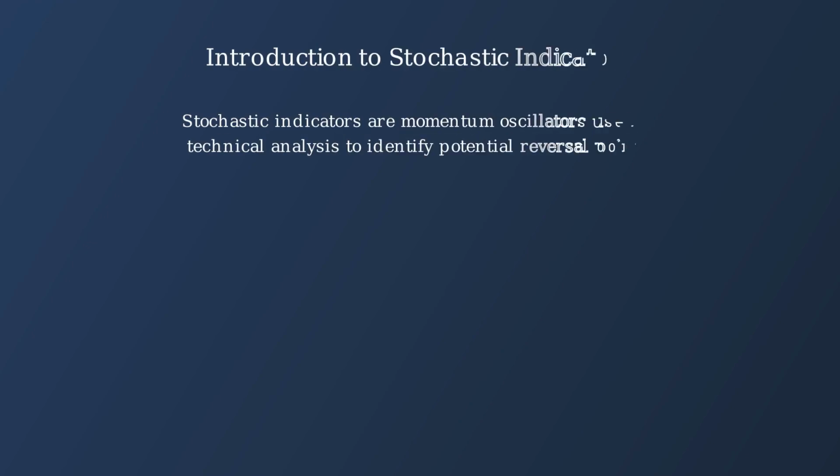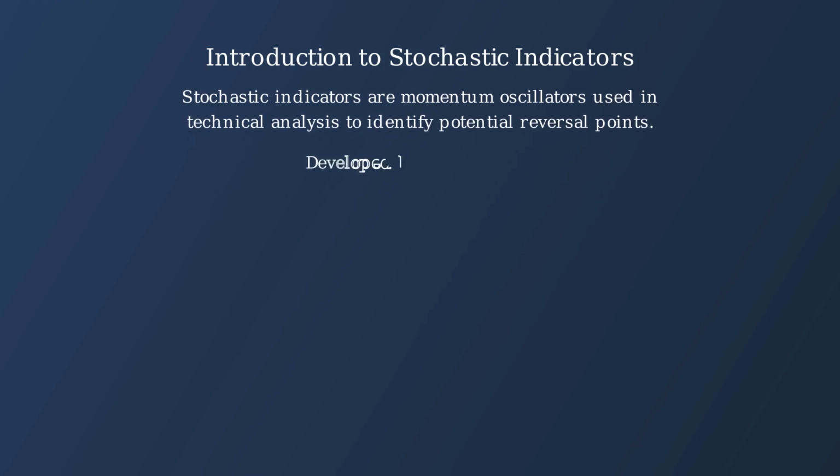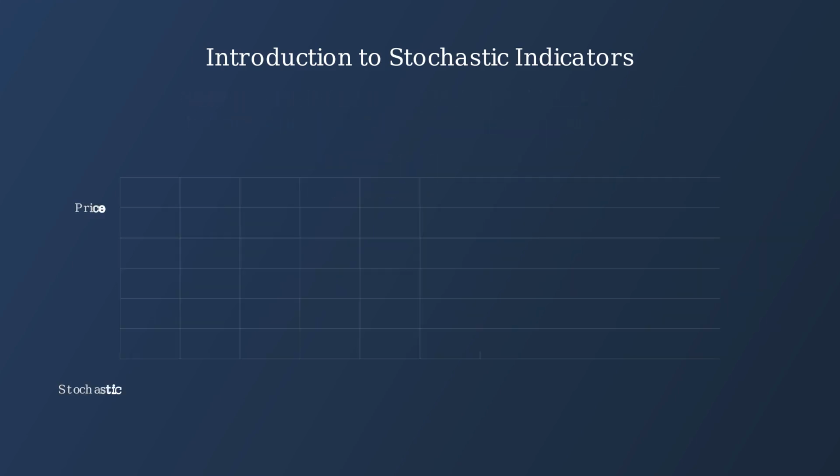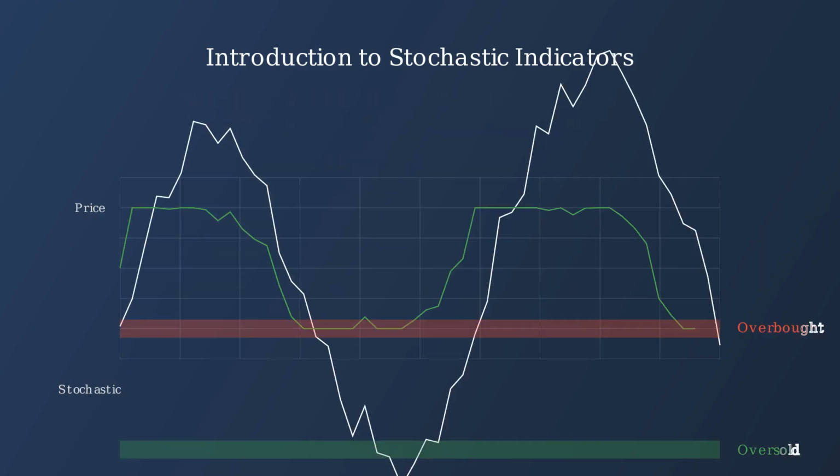Stochastic indicators are momentum oscillators used in technical analysis to identify potential reversal points in price movements. Developed by George Lane in the 1950s, these indicators compare a security's closing price to its price range over a specific time period. The stochastic oscillator is displayed as a line typically ranging from 0 to 100, with readings above 80 considered overbought and below 20 considered oversold.